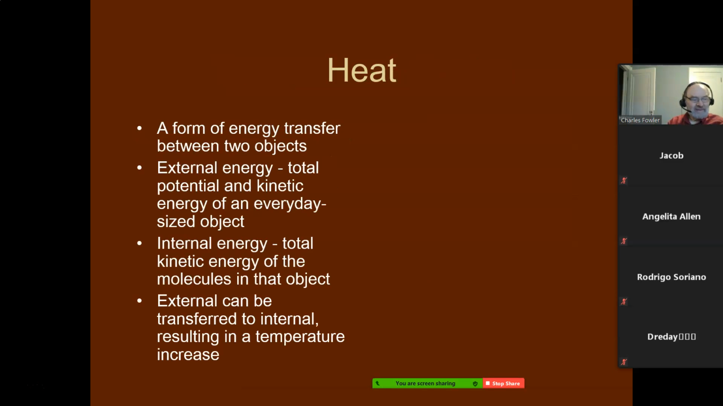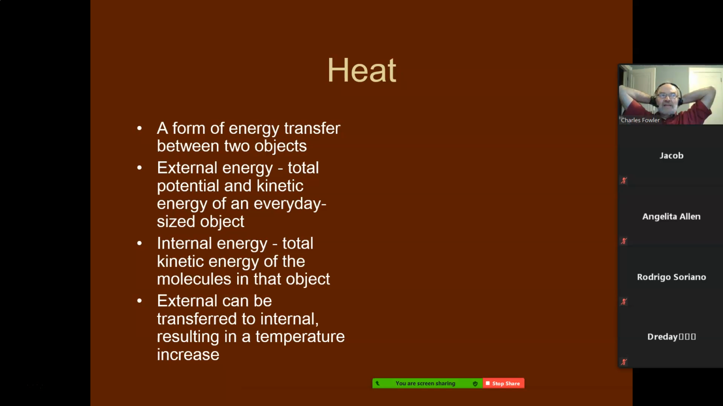Now let's talk about heat. This is section 4.3. What is heat? Now you'll hear several different similar definitions to it. Here's a good one. It's a form of energy transfer between two objects. It's not energy itself, though it kinda is. It's a form of energy transfer between two objects.